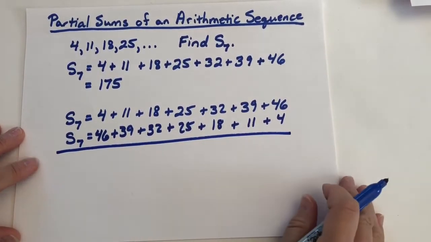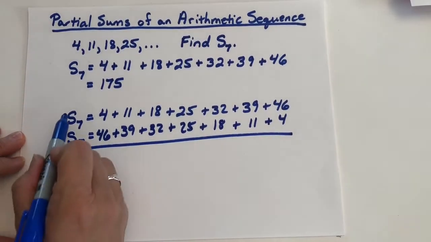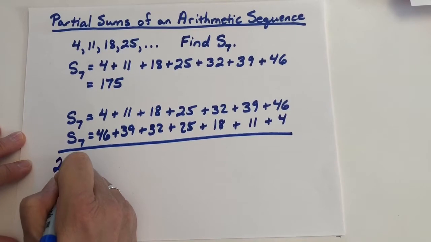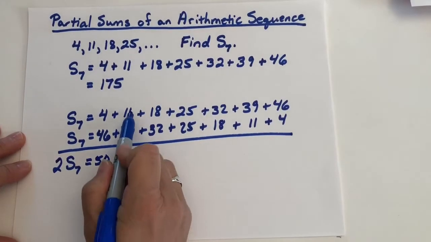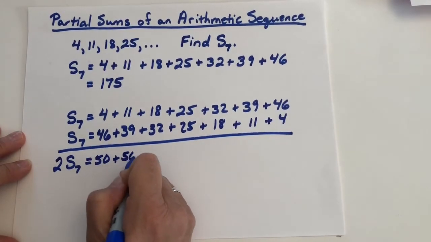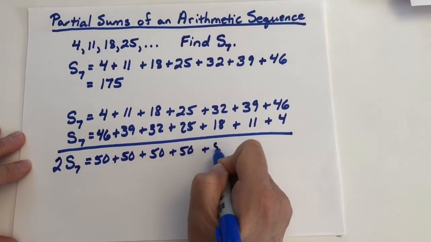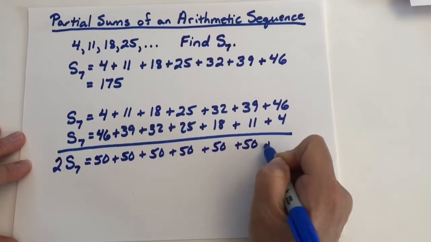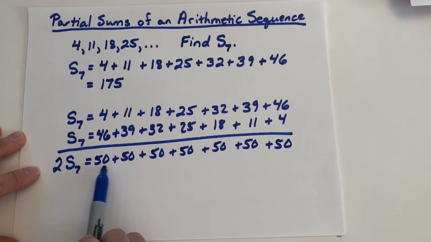Now, if I add these 2 equations together, I would have twice the 7th partial sum, and that would equal 4 plus 46, that's 50. 11 plus 39, that's 50 again. And I have another 50 and another one. And I can write this. So we have 7 50s that we're adding together.